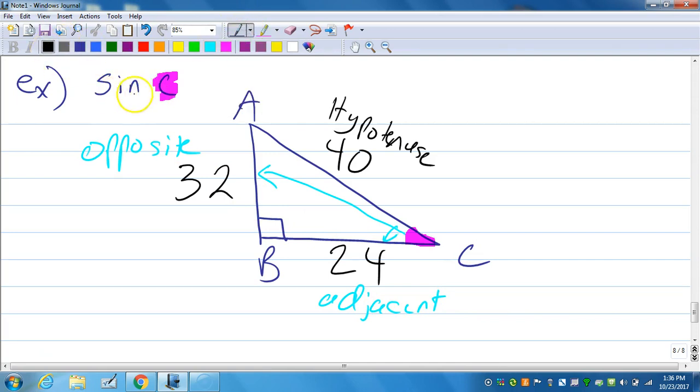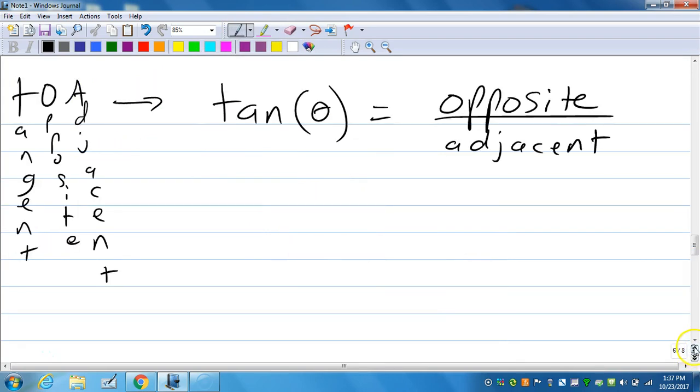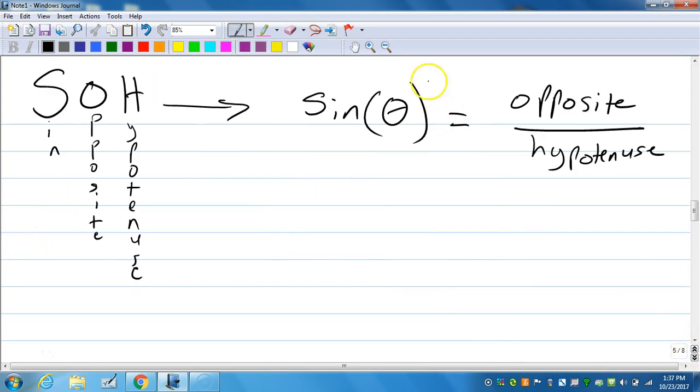So I want to find sin C, the sine of angle C. How do you find the sine? SOH. Just like the previous thing we went over, this is going to be the letter C right now, and you need the opposite over the hypotenuse, O over H.